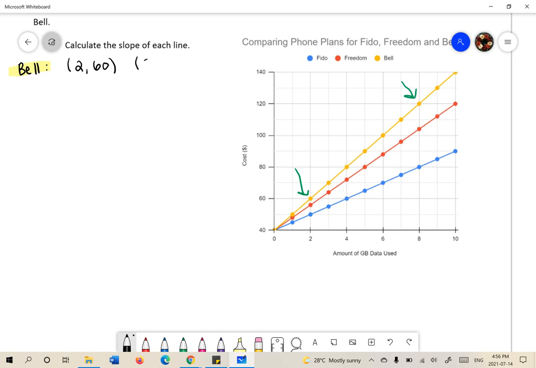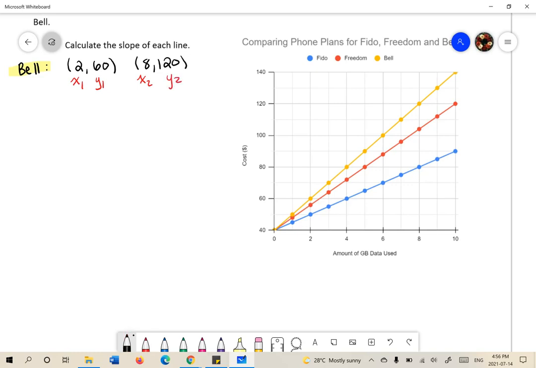8, 120. Again, it doesn't matter which 2 points you pick because it's a straight line. The slope is going to be the same no matter where you're determining the slope. Just ensure that you're picking points that are easy to read. So follow the grid lines. This is my x1, y1, my x2, y2.